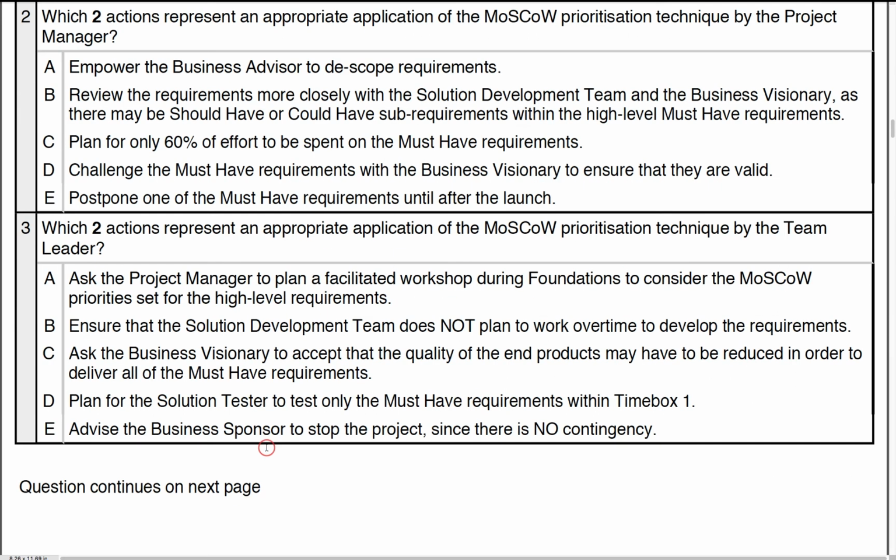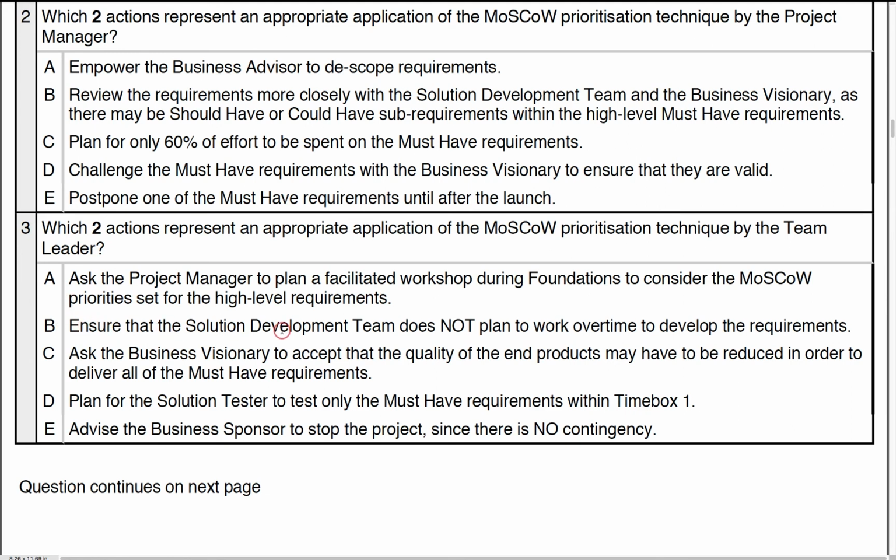Number 3. Now we look at the team leader's approach. So first, ask the PM to plan a facilitated workshop to consider MoSCoW set for high-level requirements. The team leader is certainly able to do that and it would be a good move. So that looks like a good answer to start with.